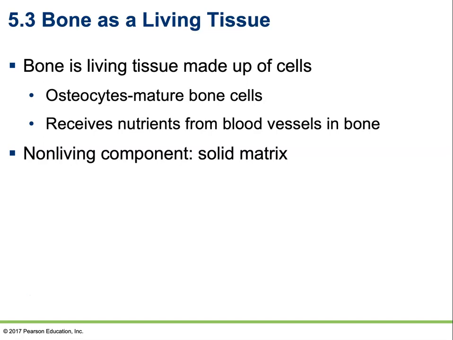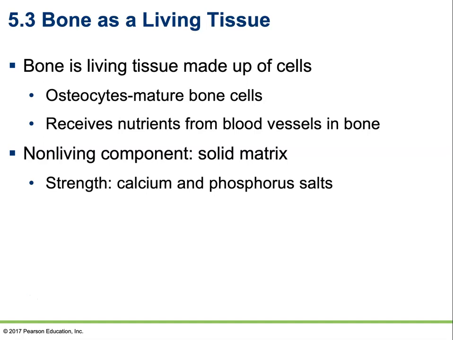This matrix is hard due to the presence of minerals like calcium and phosphorus salts, but it also has resilience due to the presence of collagen. Collagen is an elastic protein that is going to give it some sort of flexibility, some resilience, allow it to grow and change. The structural unit of compact bones is called an osteon.